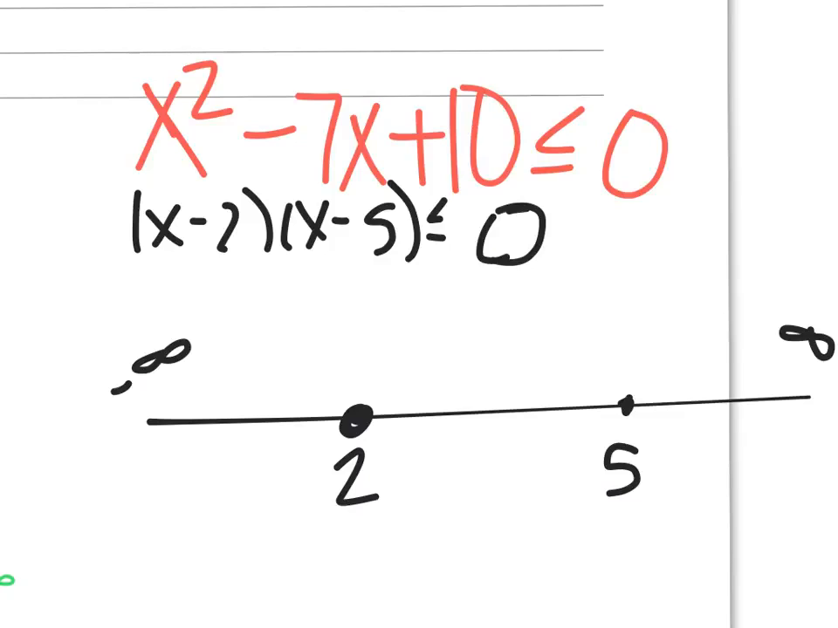There was some question on which way the graph opens. So remember, the graph opens depending on what the number in front of x squared is. The number in front of x squared in this case is a positive 1. So my graph is going to open up. So it's going to look like this.